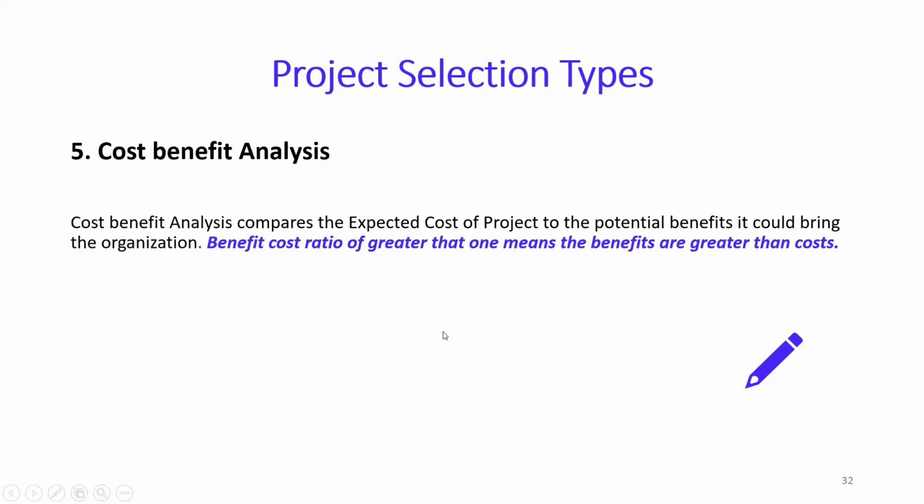Then cost benefit analysis compares the expected cost of a project to the potential benefit it could bring the organization. A benefit cost ratio greater than one means benefits are greater than the cost. For the amount of money you're investing in the project, you're getting some benefit, and that's a good benefit cost ratio. 1.1 to 1 is always good, a 10% benefit, right? So most of the time this happens: people take strategic decisions, they put in some investment resources, they say this is cost benefit analysis, we can get more business out of it, and those all come under this kind of analysis.